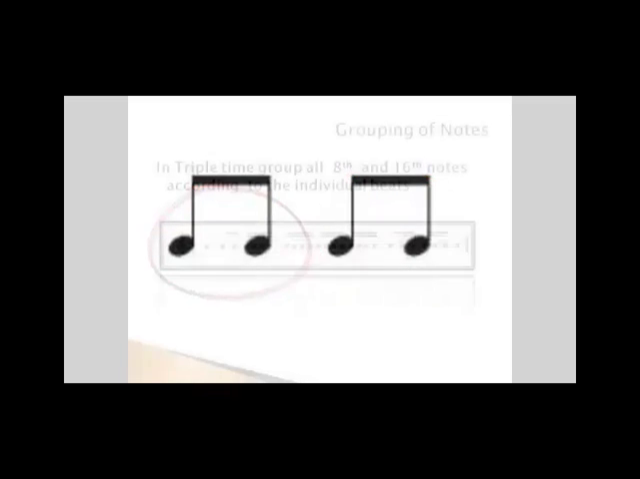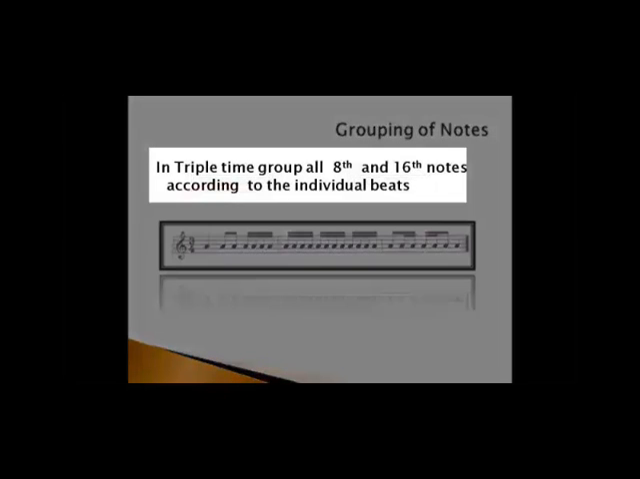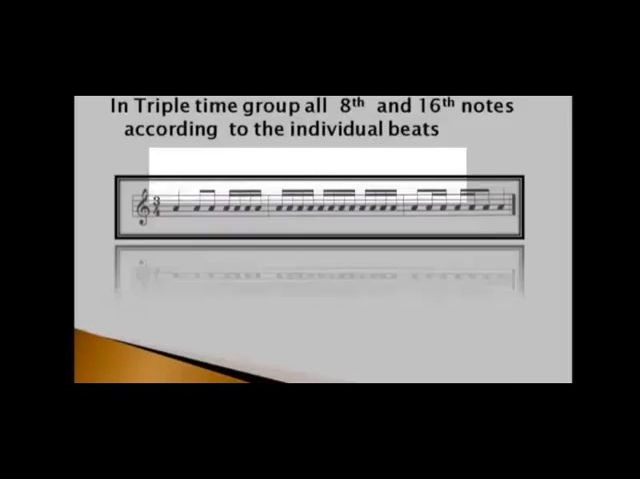In triple time, or in 3/4 time, you're going to group all your 8th notes and 16th notes according to the individual beats. On the slide that you're looking at right now, we're in 3/4 time, and you can see every single beat. The quarter note is 1 beat, the 2 8th notes make your 2nd beat, and the 4 16th notes make your 3rd beat. Then in the next measure, 4 16th notes make 1 beat, so you can see you have 1, 2, 3 beats, each beat individually grouped.